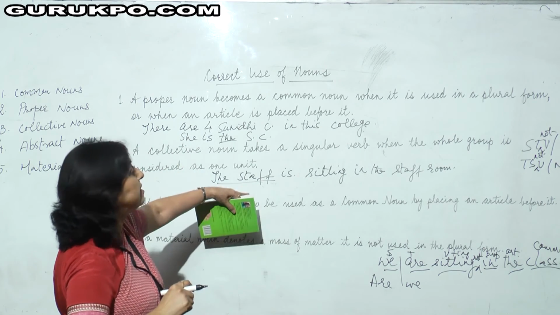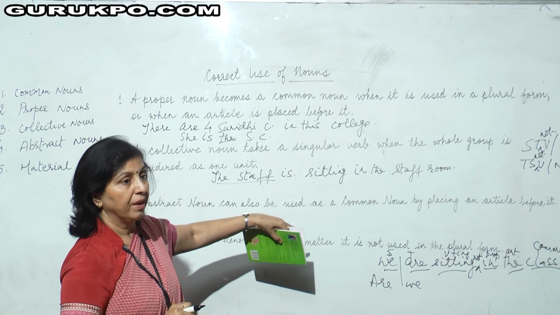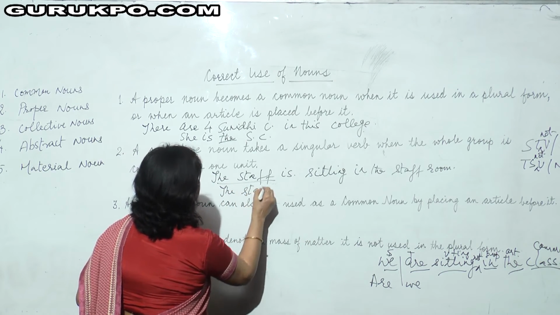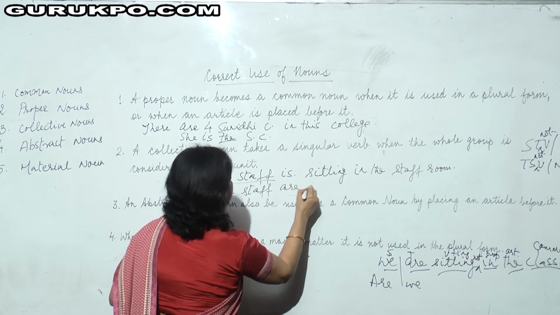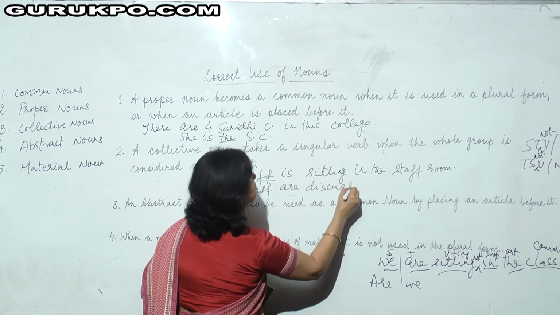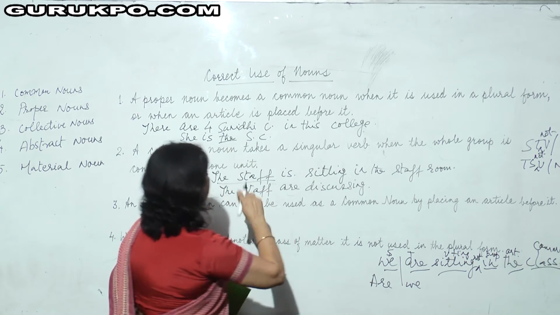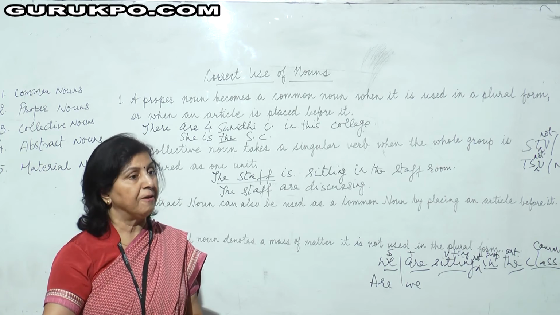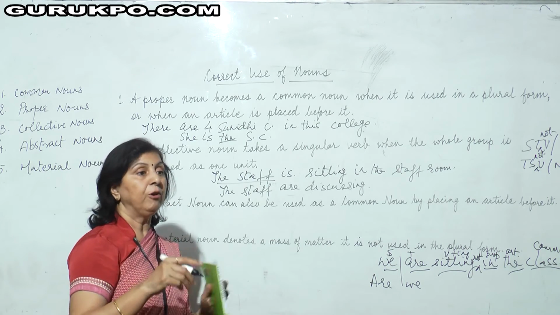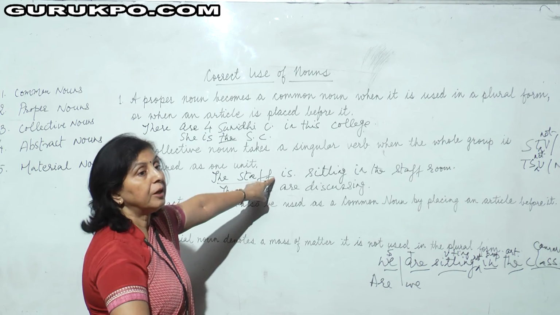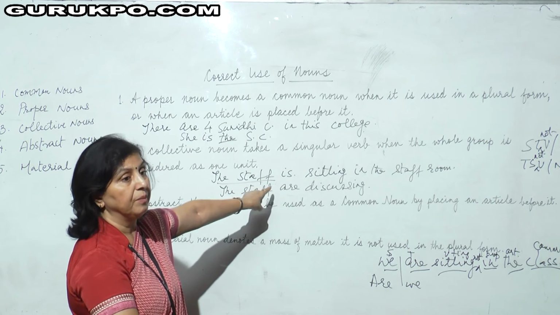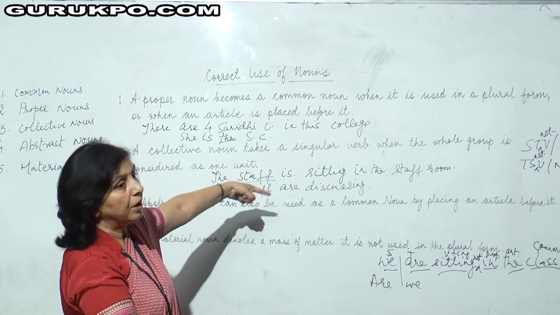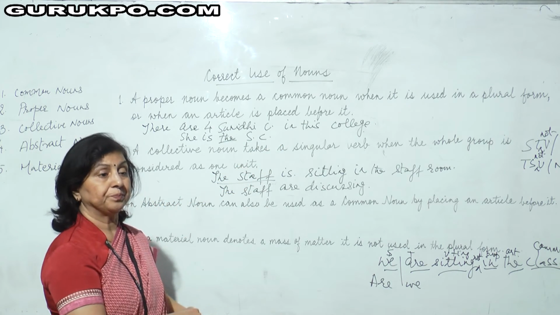Okay, so we say the staff is sitting in the staff room. The staff are discussing. Now again, the staff are discussing. So the moment we say the staff are, what are we doing? We are referring to each and every member of the staff. So please be very careful when you use a singular verb or a plural verb. This unit can take a singular verb too or a plural verb too.